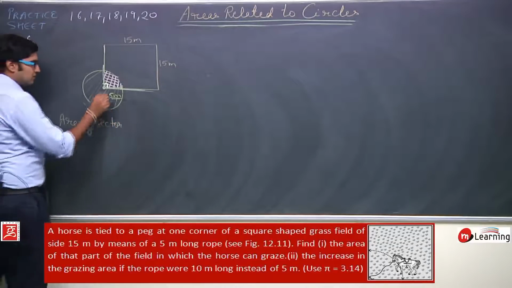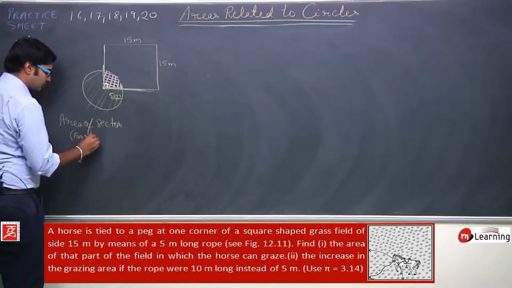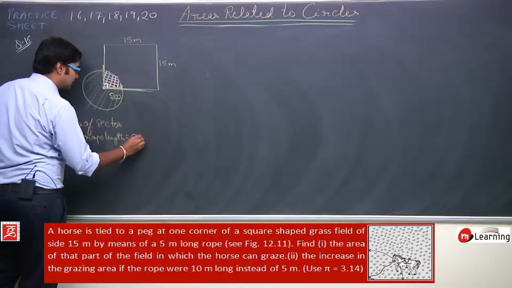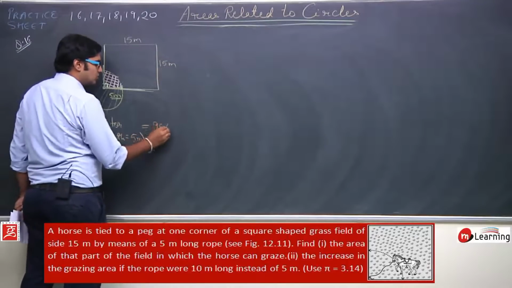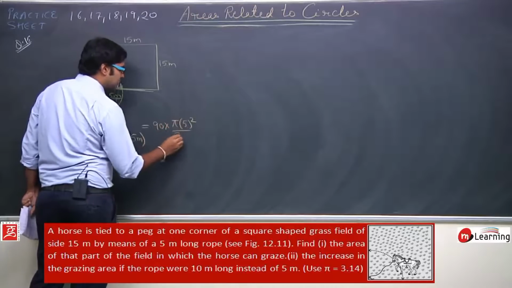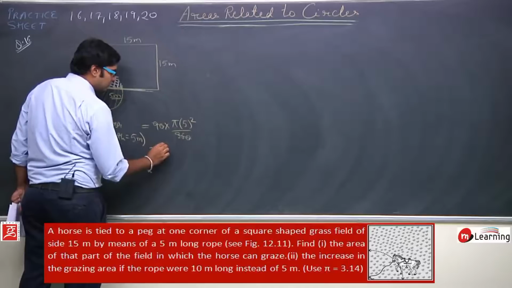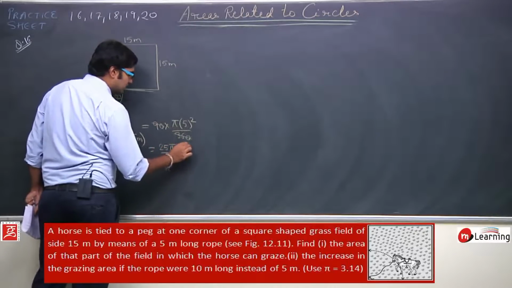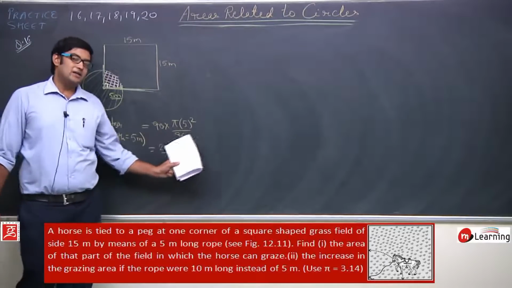Area of sector for rope length equals 5 meters. Now what will be the area of sector? It will be theta, 90 degrees, into pi into r square, 5 square, divided by 360. This will give you 25 pi by 4 meter square. So the horse can graze only this much area, 25 by 4 pi meter square.